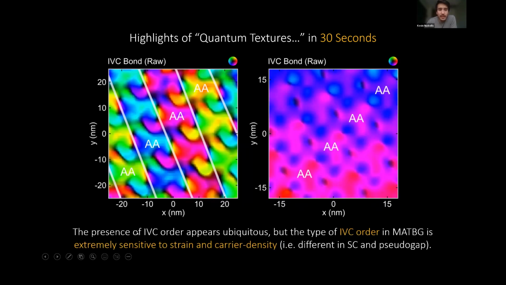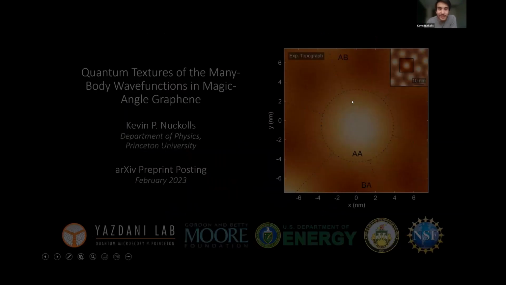Finally, we find that the presence of IVC order is really ubiquitous. It's seen in all of these symmetry-broken states, but the exact type of IVC order that we see in these states is particularly sensitive to things like strain. Here I'm showing nu equals minus 2 insulators in a moderate strain and an ultra-low strain device, which look completely different. And we see that it changes as a function of carrier density. As we dope this insulator into a superconductor, the presence of IVC order is still there, but the type of IVC order is very different. So all this will be discussed in this talk.